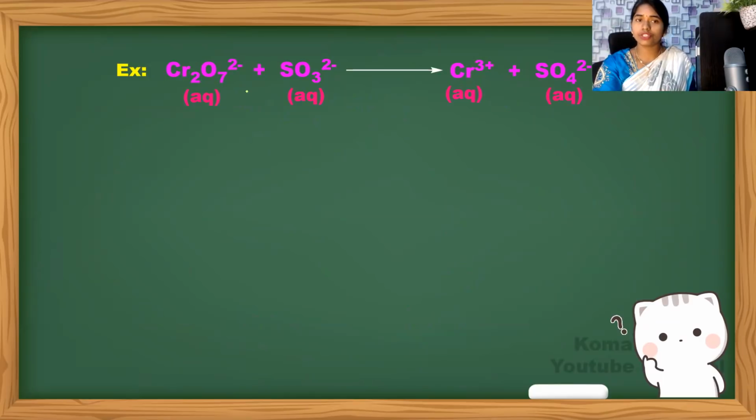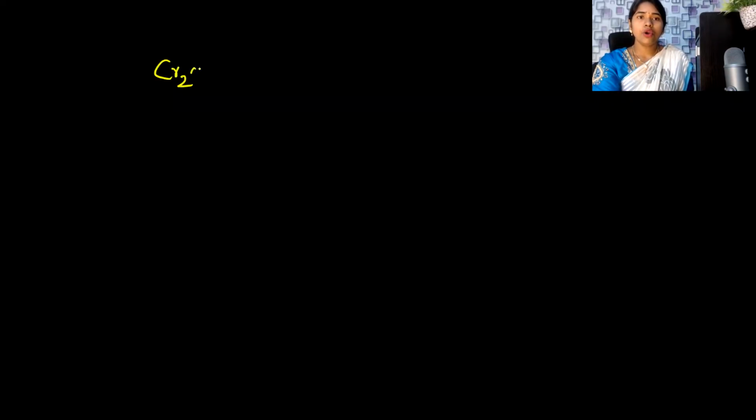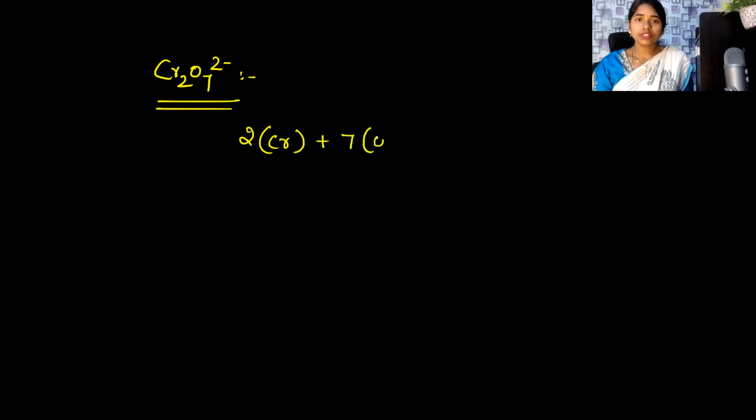How can you find the oxidation state of Cr2O7 2 minus? Let us see that. First, you write the number of atoms. I already did a video completely about oxidation number, you can check that for more content. See, 2 into how many chromiums? 2 chromiums, right? Plus 7 oxygens, which is equal to the total charge, -2. So 2 chromium plus 7 into the oxidation state of each oxygen, -2, is equal to -2.